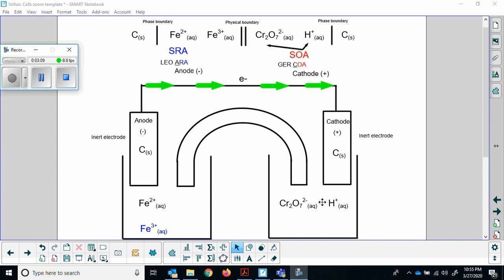These oxidizing agents are undergoing reduction, meaning that the dichromate and protons will now produce a new product, chromium 3 ions and liquid water. As the electrons keep moving to this side of our half cell, there will be less and less dichromate and hydrogen ions. There will be more and more chromium 3 ions and water being produced on this side.